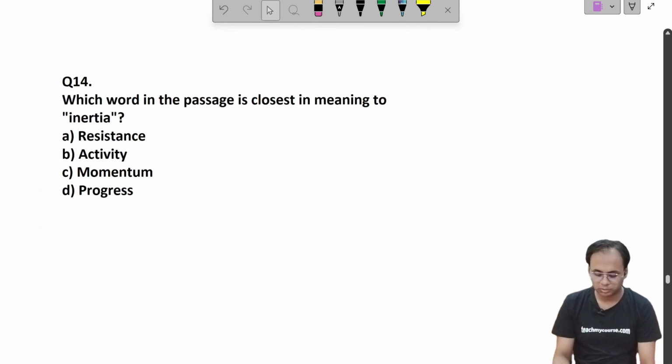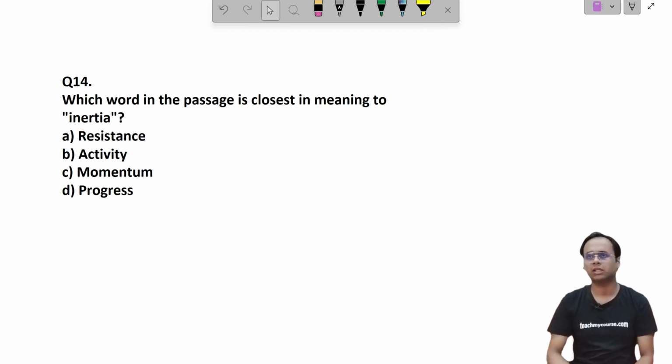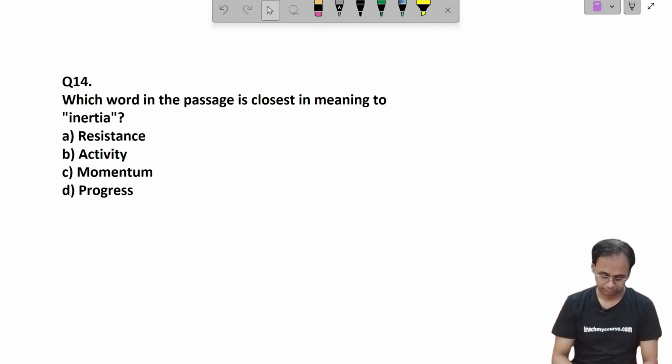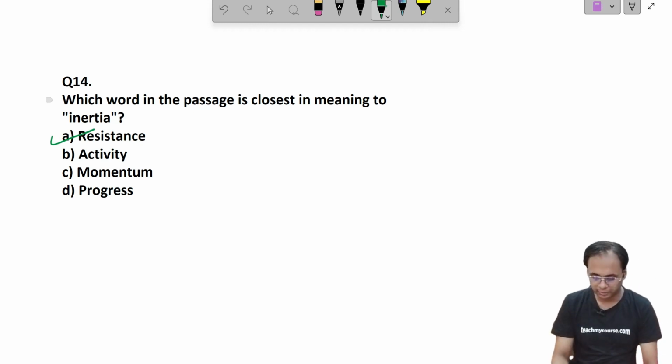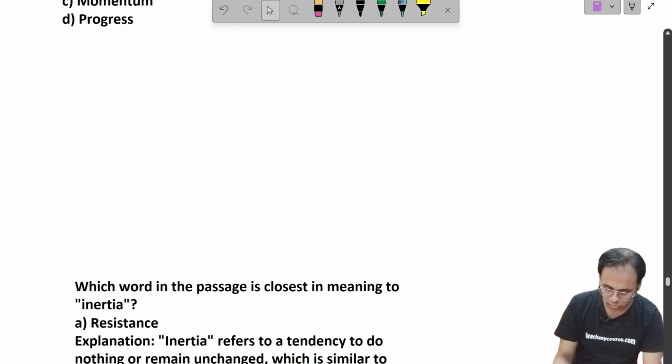Next question is, which word in the passage is closest in meaning to inertia? Inertia means some sort of resistance or some sort of weight due to which a body does not go into motion. We have studied in physics, I think during our class 9th or 10th, okay, about inertia. So it is somewhat similar to resistance. Okay, so it is closest in meaning to resistance. Okay, we can see the explanation also.